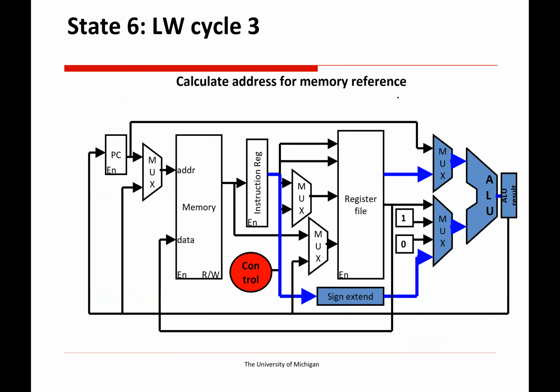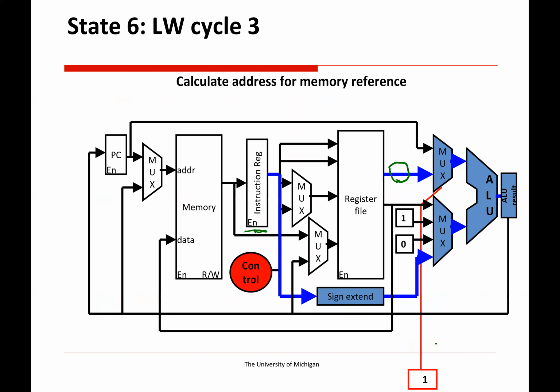Okay, let's go through some of these other ones. Load word is going to be a bit different than the other ones. We've already read the registers on the previous cycle. That's what the decode stage was doing. But now we need to read the contents of register 1 and add that not with the contents of register B, but with a sign extended offset. That sign extended offset comes from the instruction register that's holding the instruction. We're sending those into the mux and into the ALU where we'll add them together.